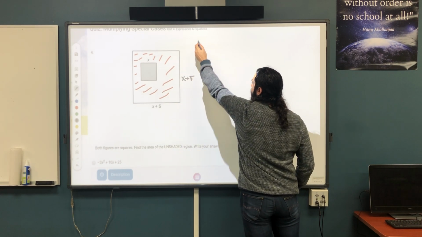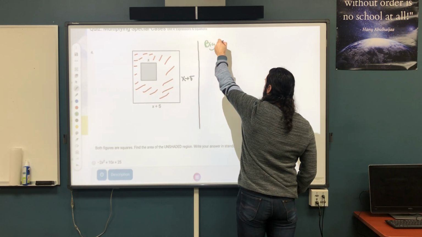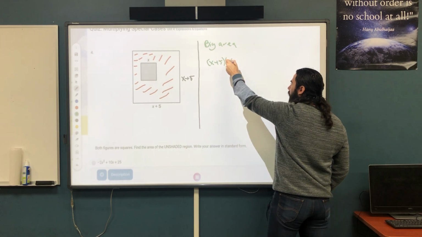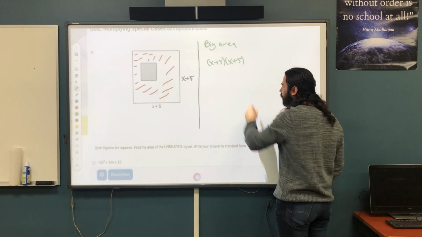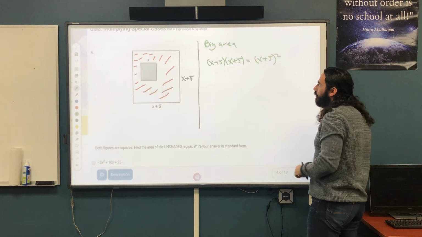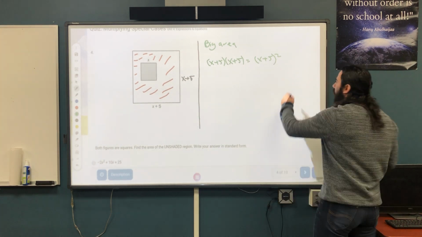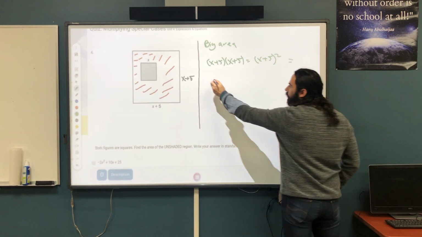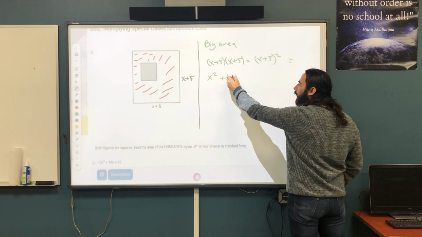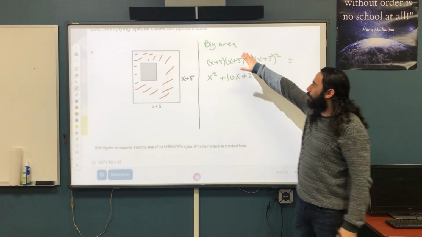So this is the big area: x plus 5 times x plus 5, which is x plus 5 squared. Now let's simplify it. As we learned, we square the first one, so it's x squared. We multiply 2 times x times 5, so it's 10x. Then we square the 5, so it's 25. So that's the big area.